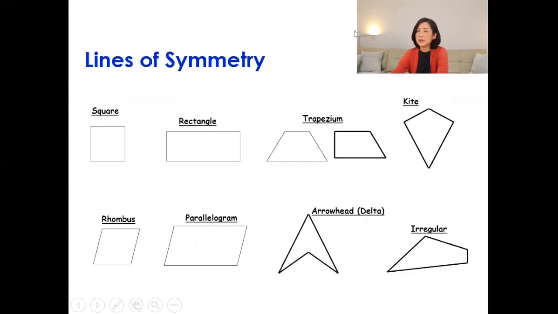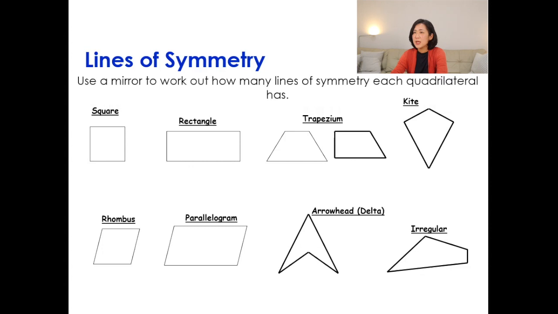We are going to talk about the lines of symmetry. Lines of symmetry are one of the important characteristics of a quadrilateral, and we use a mirror line to work out how many lines of symmetry each quadrilateral has. We all know lines of symmetry, right? So let's have a look at the square. How many lines of symmetry can you see? First of all, the diagonals of the quadrilateral can be lines of symmetry, and then we can see horizontal and vertical lines. Square has four lines of symmetry, right?